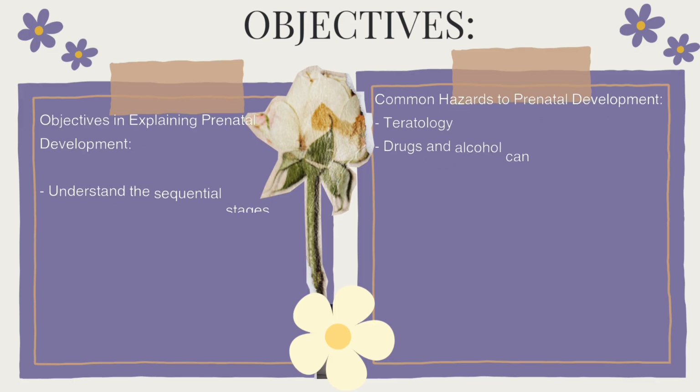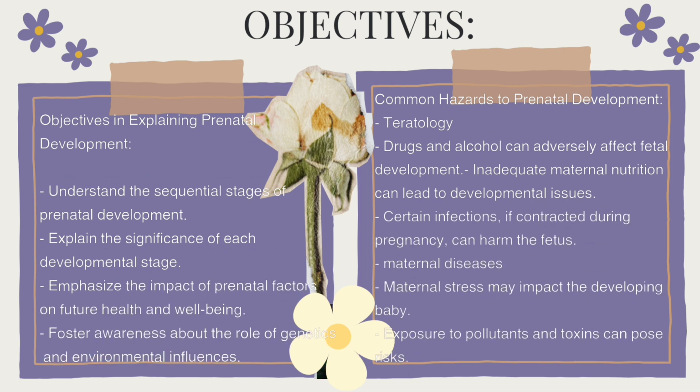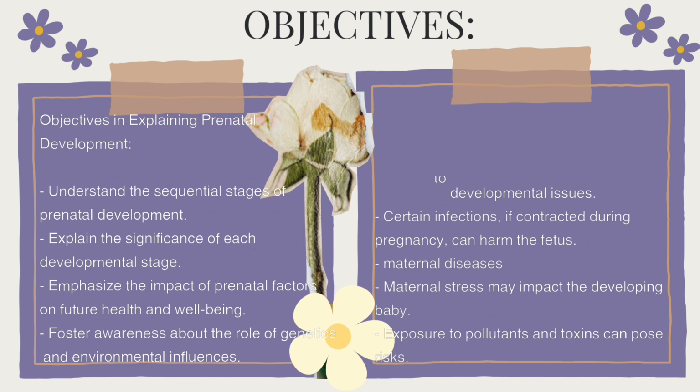The intended learning outcomes for this lesson are to understand the sequence of stages of prenatal development, explain the significance of each developmental stage, emphasize the impact of prenatal factors on future health and well-being, foster awareness about the role of genetics and environmental issues, and teratology: how drugs and alcohol can adversely affect fetal development, inadequate maternal nutrition that can lead to developmental issues, certain infections that if contracted during pregnancy can harm the fetus, maternal diseases, maternal stress, and exposure to pollutants.